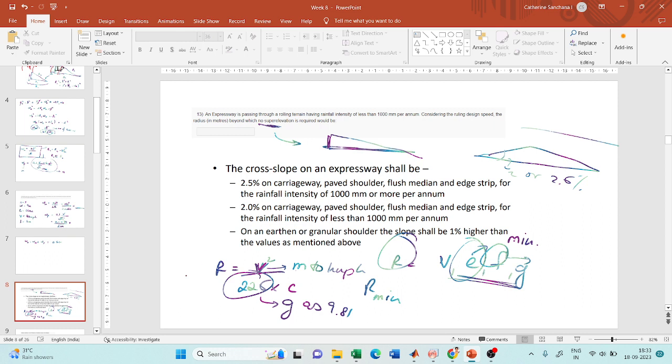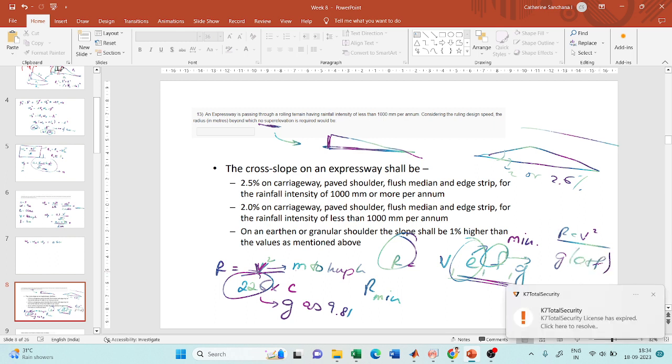Now, it is not at all necessary for you to memorize this equation or the number 225. You simply have to write the equation for the radius, which we saw: R is equal to v square by g into (e plus f). You have to simply substitute in this equation. You have to substitute for v in the exact units. You have to convert kilometers per hour into meters per second because g is in meters per second square and e does not have any units, right?